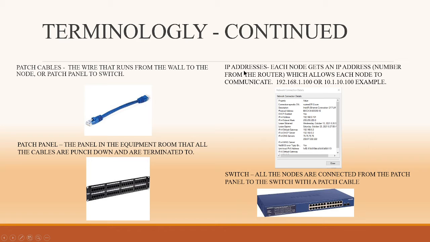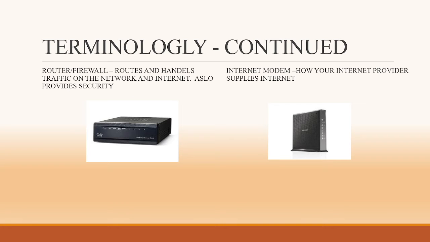Each device on the network, or each node, will get an IP address, which I'm showing here as an example. There are a bunch of numbers. Most people don't really care about this, but an IP address is a set of numbers it'll get from the router to get it actually on the network so they can all communicate. Let's go to the last two slides here.